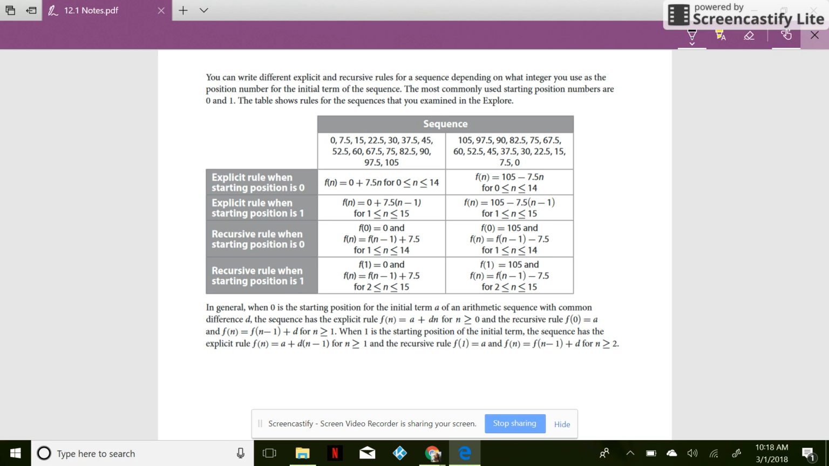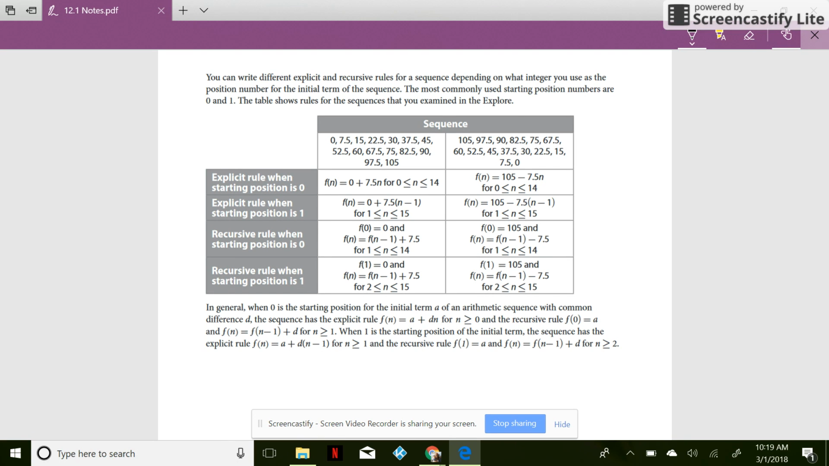So we've got our sequences. On the left is BS, on the right is TS. So the explicit rule is essentially what we found before, our original function. So f of n is equal to 0, our initial position, plus 7.5n for n between 0 and 14. Those are the different stair values. Let's say we started at position 1 instead. Our function would be 0 plus 7.5 times n minus 1 for n between 1 and 15.